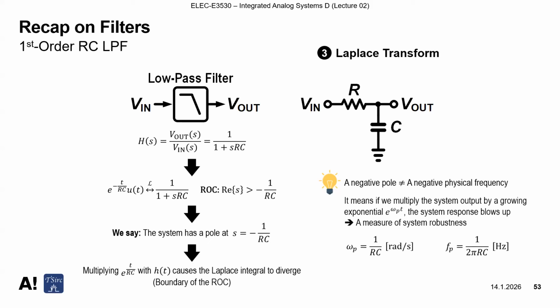So it means that if we multiply, again, the system output by a growing exponential, here e to the power of omega p times t, then the system response blows up. It's a measure of system robustness.